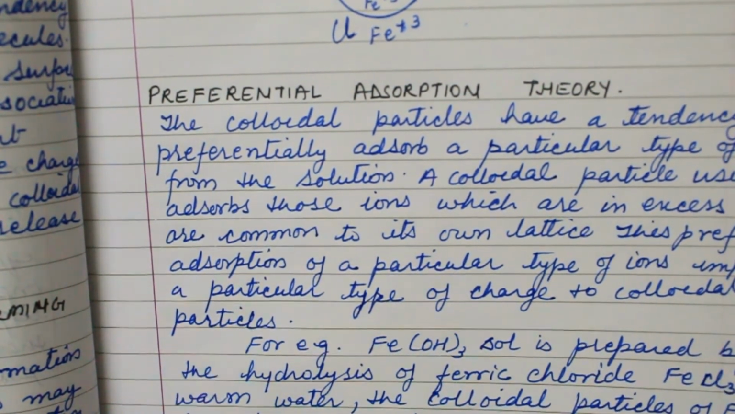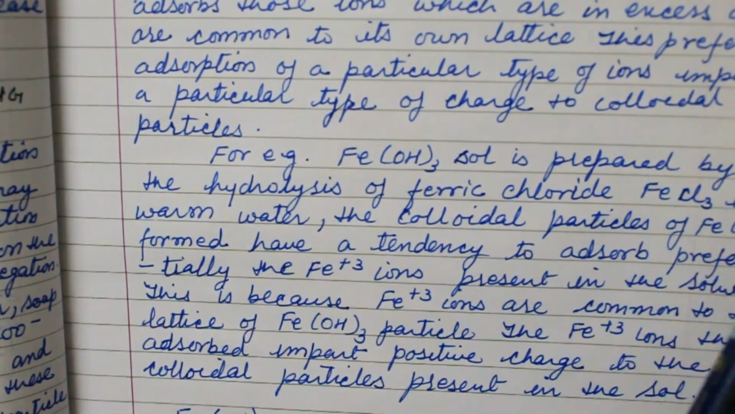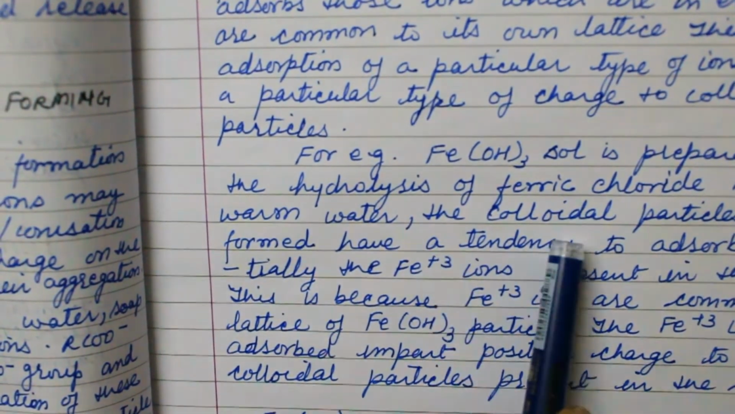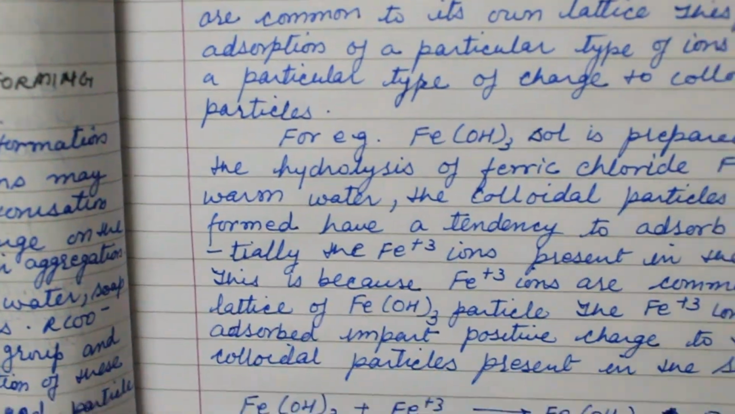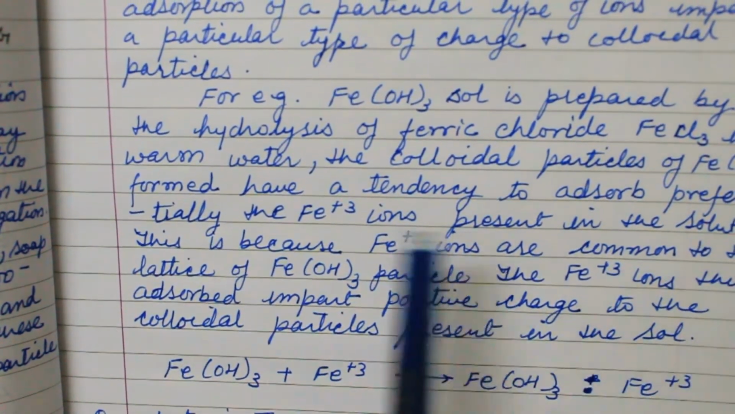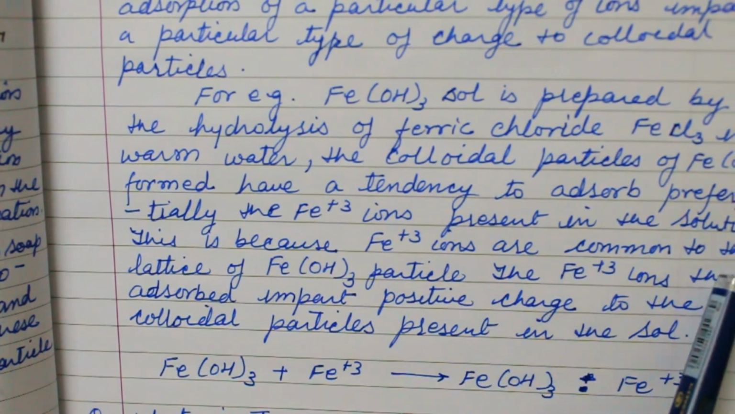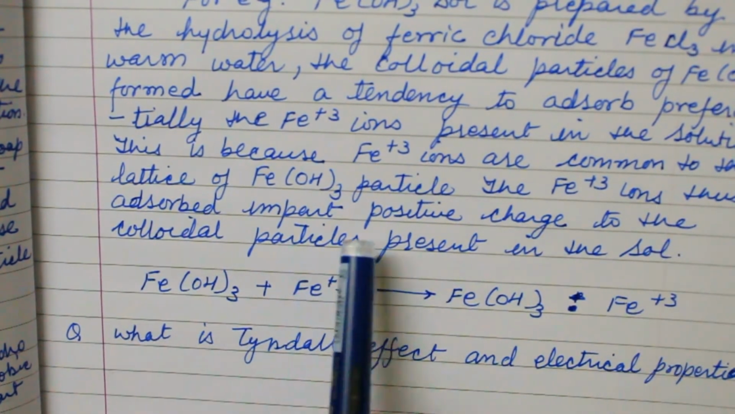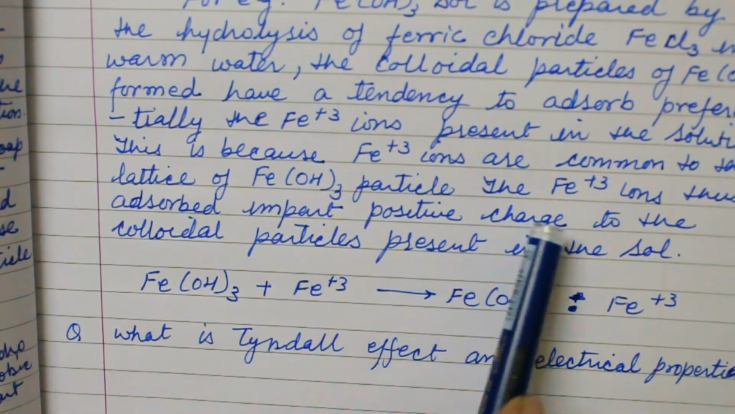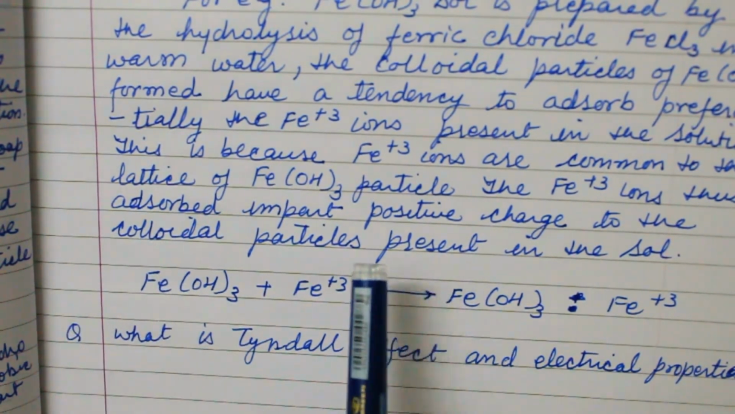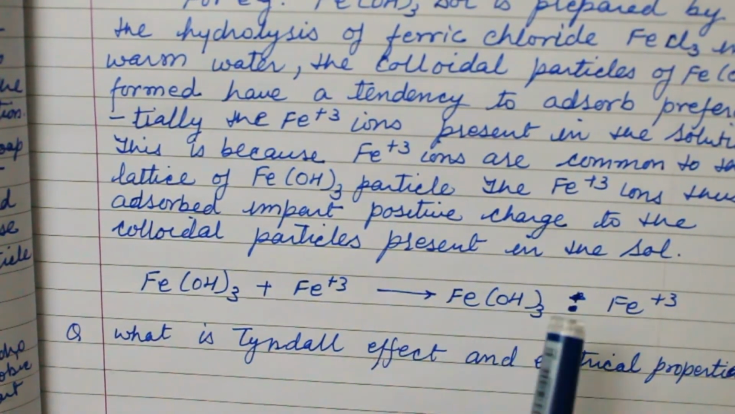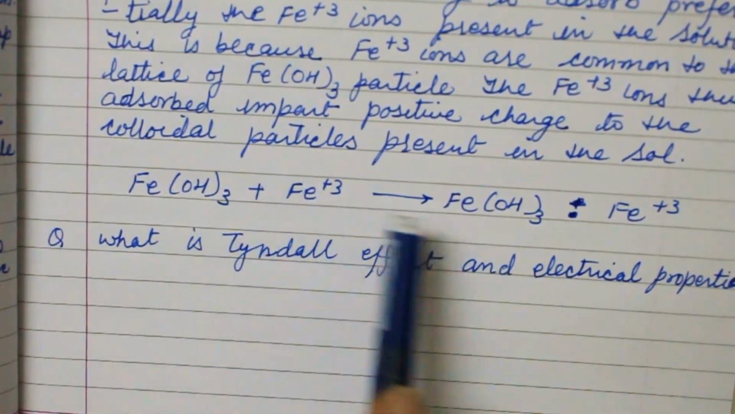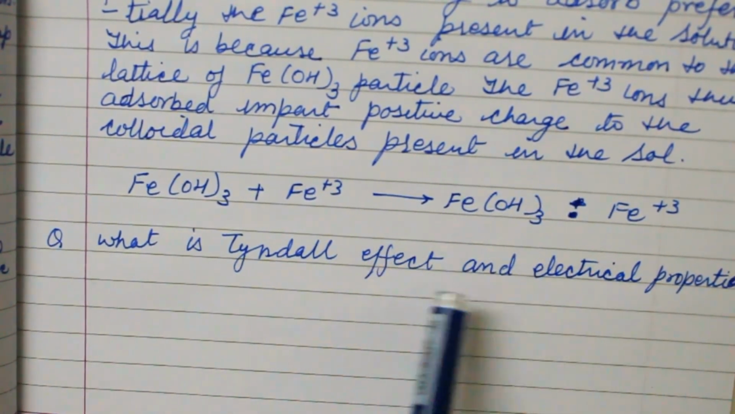For example, ferric hydroxide sol is prepared by the hydrolysis of ferric chloride, that is FeCl3, in warm water. The colloidal particles of FeOH3 formed have a tendency to adsorb preferentially the Fe ions present in the solution, because Fe ion is in excess. This is because Fe3+ ions are common to the lattice of FeOH3 particles, and the Fe3+ ions that are adsorbed impart positive charge to the colloidal particles present in the sol. For example, this is the reaction. When both react together, Fe3+ forms in excess.